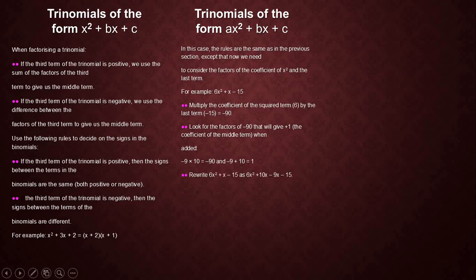Then the next thing that you're going to do is rewrite 6x squared plus x minus 15 as 6x squared plus 10x minus 9x minus 15. Why do you do that? It's basic. This is a way of simplifying this expression.